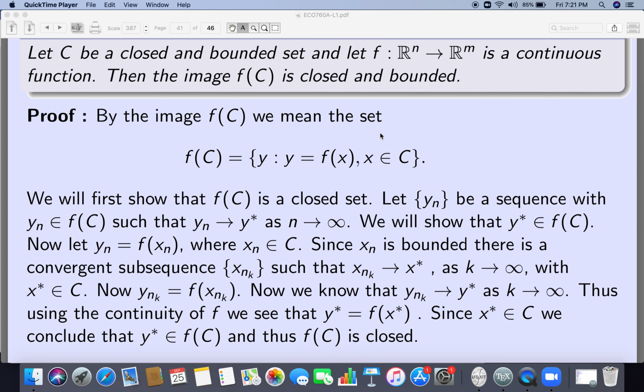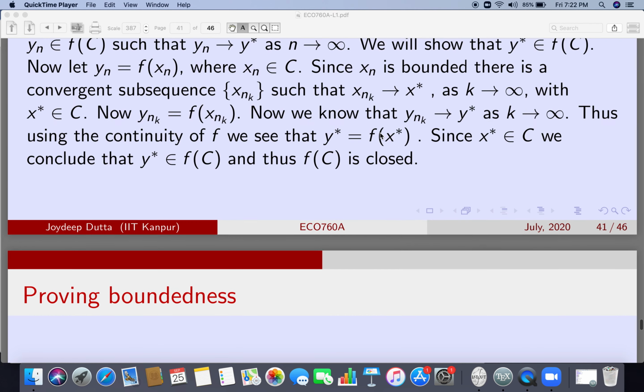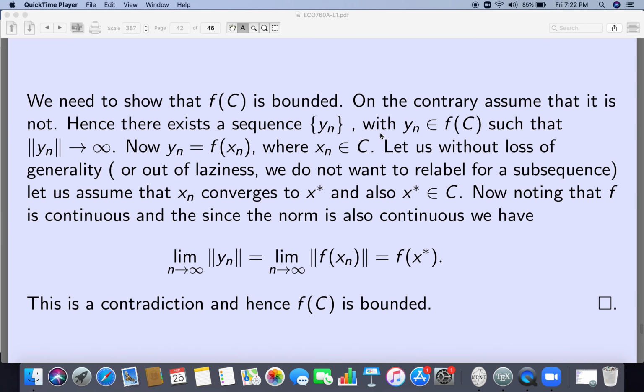Now first we started with a closed and bounded set, and we have proved that the image is closed. Now we are going to prove that the image is bounded. So C is a closed and bounded set in Rn, f from Rn to Rm is a continuous mapping function, and the image Fc is closed and bounded. Closed has been proved. I hope you have understood it. So now we are going to talk about boundedness. We need to show that Fc is bounded.